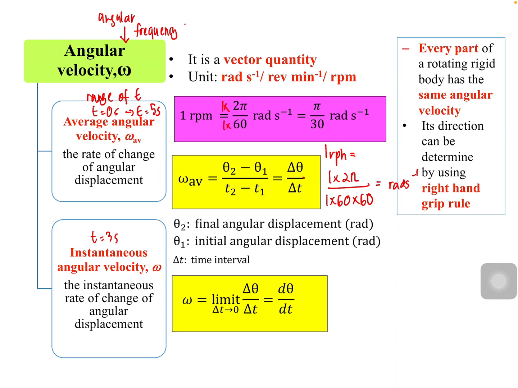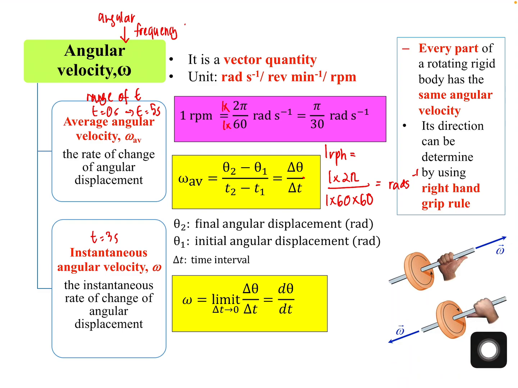Okay. Next, every part of a rotating rigid body has the same angular velocity. Its direction can be determined by using the right hand grip rule. So, tengok kat sini. Katalah your fingers will be the direction of rotation. Kalau dia berputar, katalah in the first picture, you buat jari you sebagai dia punya pusingan, sama ada clockwise atau anti-clockwise. Then your thumb will be the direction of angular velocity.